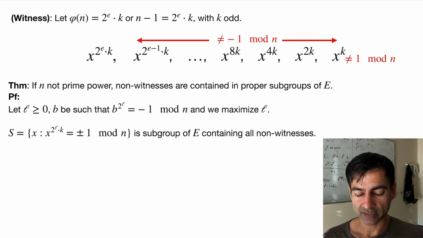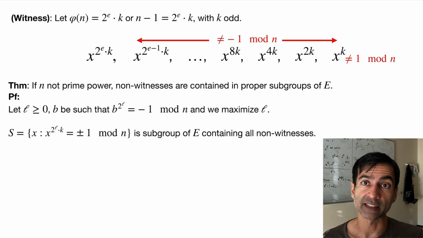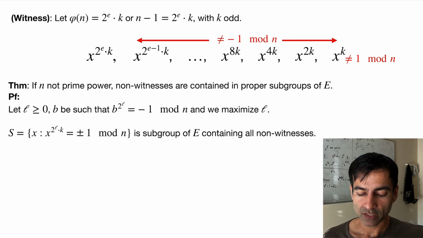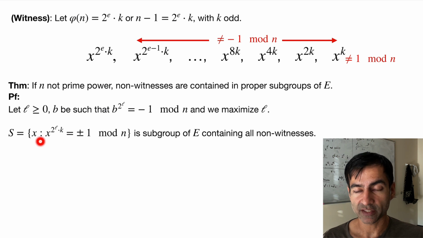It's a subgroup because you can see that it's closed under multiplication, and it's a subset of E, right? If x to the power 2 to the L times k is plus or minus 1, then the square of this number is equal to 1 modulo n, which implies that x is in E, right? X to some power is relatively prime to n. So S is contained in E, and moreover, it's closed under multiplication, so it's a subgroup.